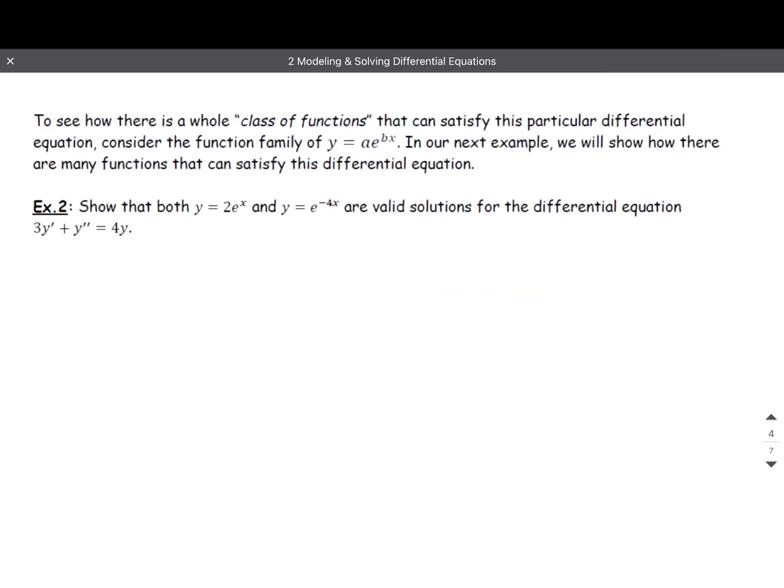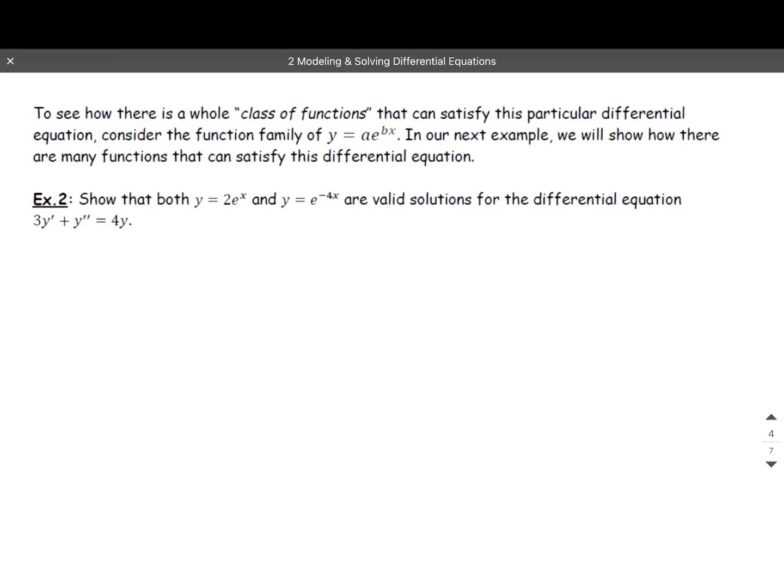Okay, so to see how there's a whole class of functions or a family of functions that can satisfy this particular differential equation, let's look at the family of functions y equals a times e to the bx. So in the next example, we're going to show how two of these, right, they're both in the form y equals a number times e raised to a number times x. In the first one, a is 2, b is 1. In the second one, a is 1, b is negative 4. And this is the differential equation that we had in the chart on the previous page. And we're going to show that both of these y functions work in the differential equation.